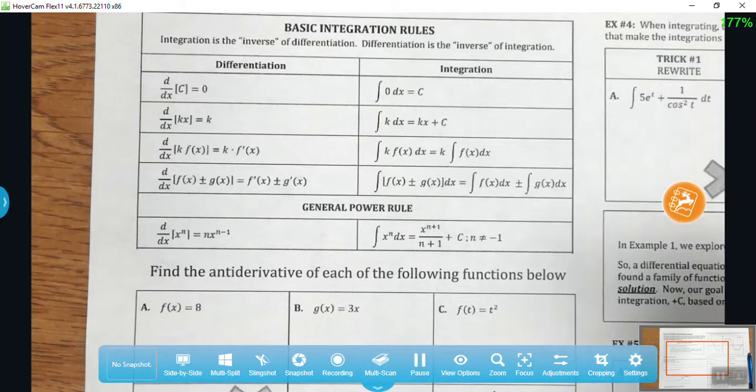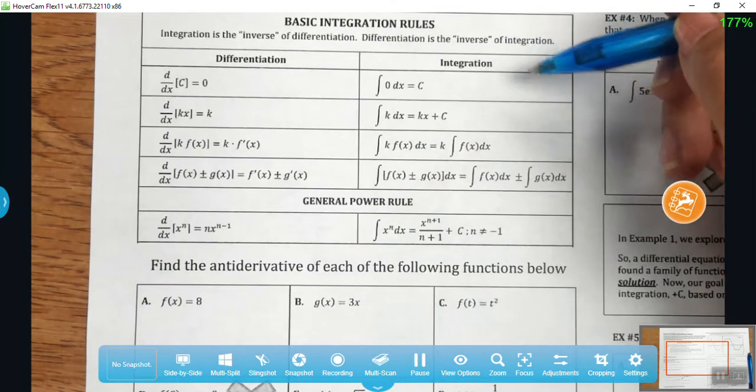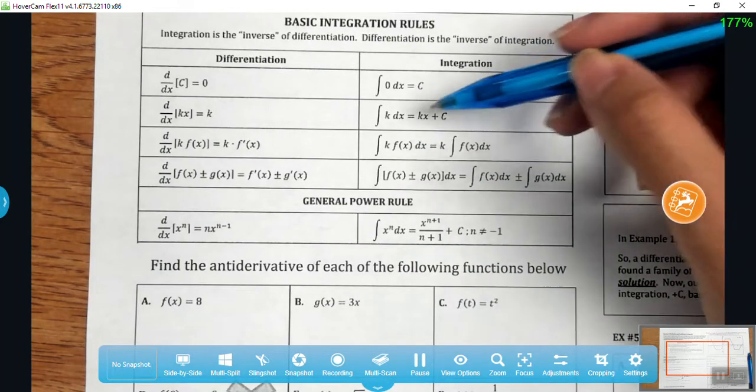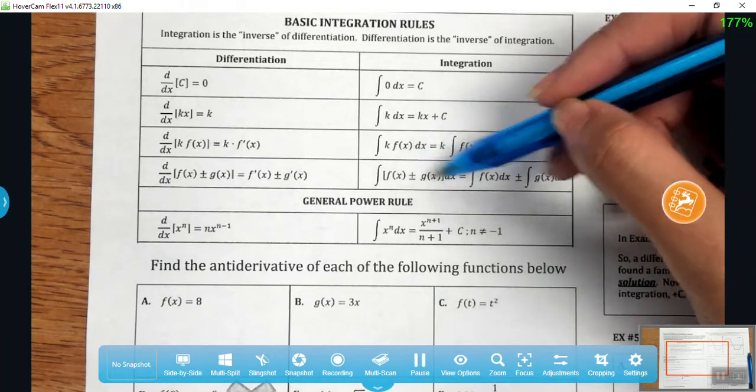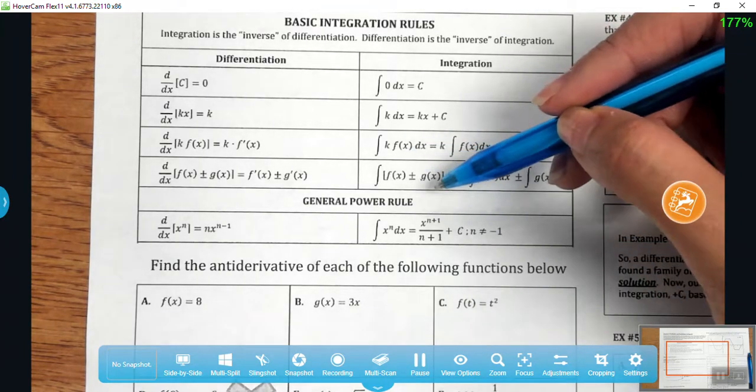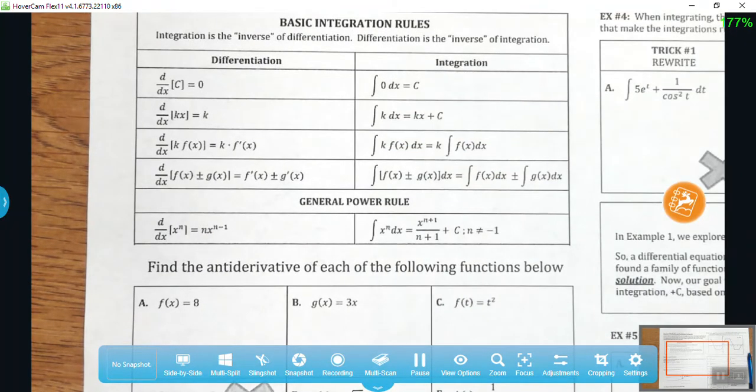These are the rules we already talked about. The constants can go out in the front. You can distribute integrals across addition and subtraction. You can't do it across multiplication and division, because we have product rule and quotient rule for derivatives, so we'll have something similar for integration.